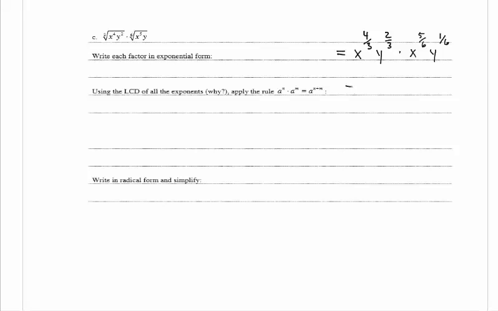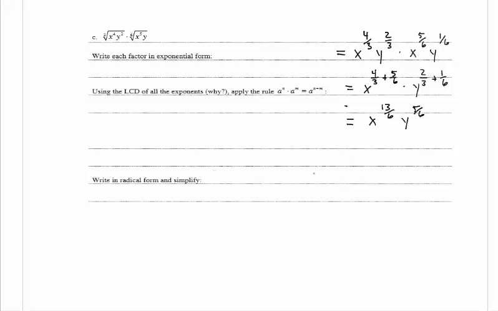So we have x to the 4/3 plus 5/6 times y to the 2/3 plus 1/6. Now 4/3 can also be written as 8/6, and 8 plus 5 is 13, so we have x to the 13/6 times y, and we have 2/3 plus 1/6. 2/3 can be written as 4/6. 4 plus 1 is 5, so 5/6.